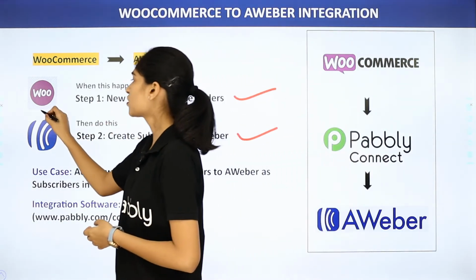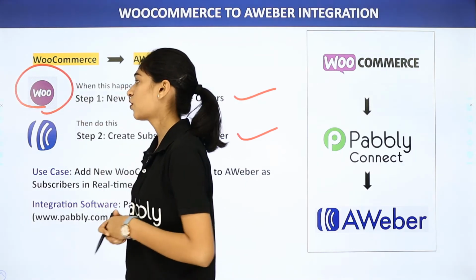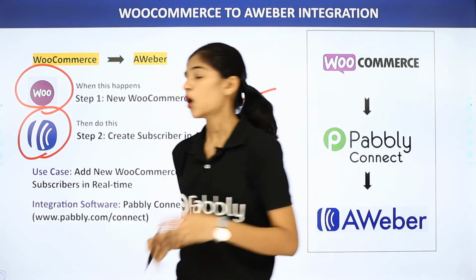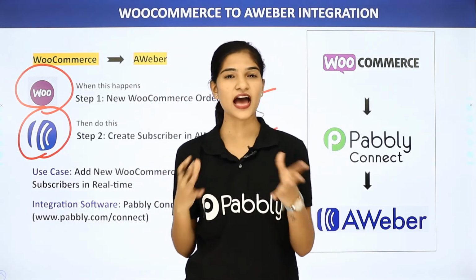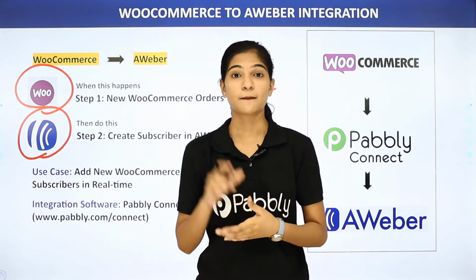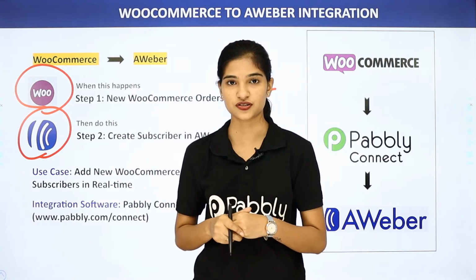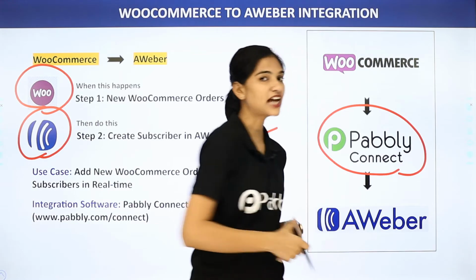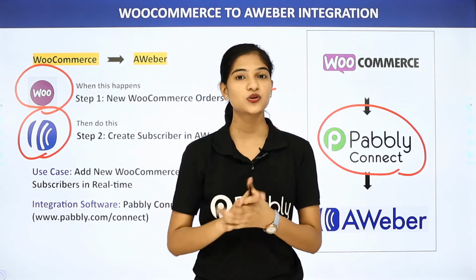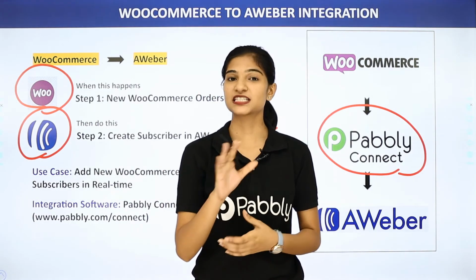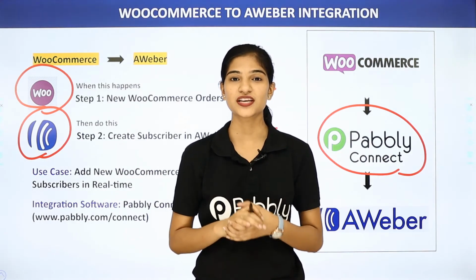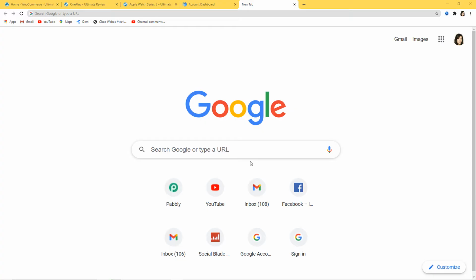So WooCommerce is a software application where you can set up your online store, whereas Aweber is an email marketing software. Although WooCommerce and Aweber have some native integration between them, this integration has certain limitations, and that is why we are going to use Pabbly Connect, a third-party application software, to integrate both these software applications. The best part here is you don't require any knowledge of coding. So let me show you this on my screen.